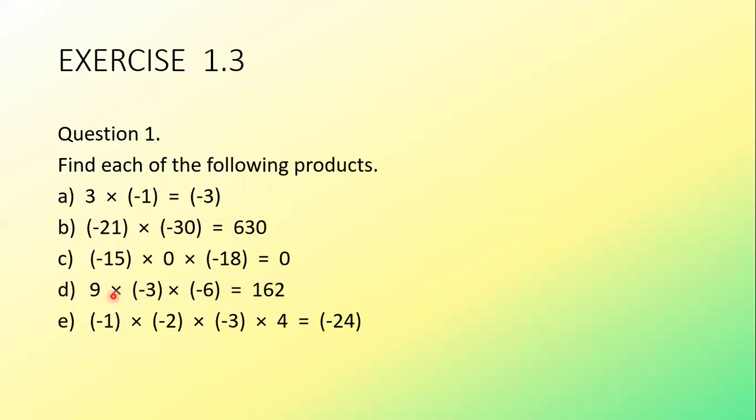And we have to be careful only about the sign. How many negative signs are there in the question? How many negative integers are we multiplying? 9 is positive, minus 3 is one negative, minus 6 is another negative. So two negative signs are there. So an even number of negative signs will give the answer positive. Right? Next one. Minus 1 into minus 2 into minus 3 into 4.